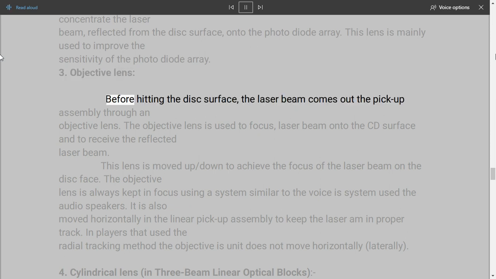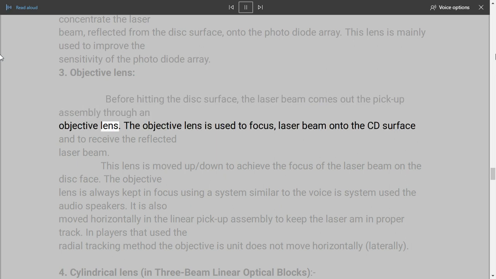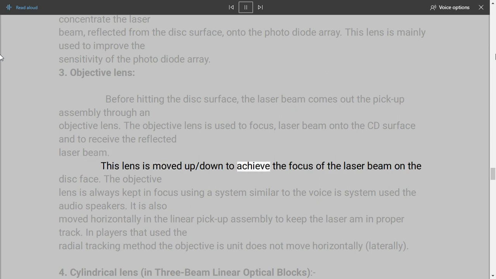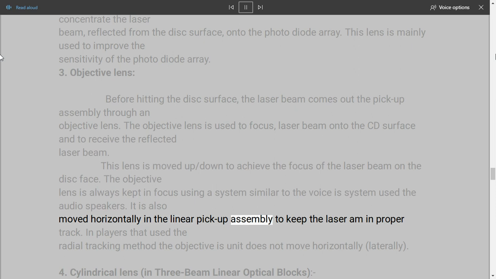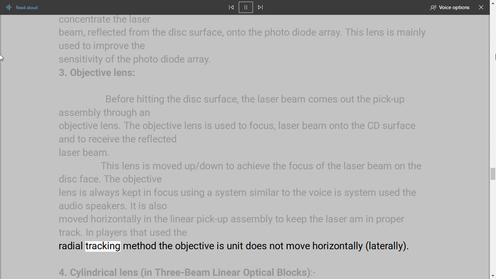Before hitting the disc surface, the laser beam comes out of the pickup assembly through an objective lens. The objective lens is used to focus the laser beam onto the CD surface and to receive the reflected laser beam. This lens is moved up and down to achieve focus of the laser beam on the disc face. The objective lens is always kept in focus using a system similar to the voice coil system used in audio speakers. It is also moved horizontally in the linear pickup assembly to keep the laser in the proper track. In players that use the radial tracking method, the objective lens does not move horizontally or laterally.